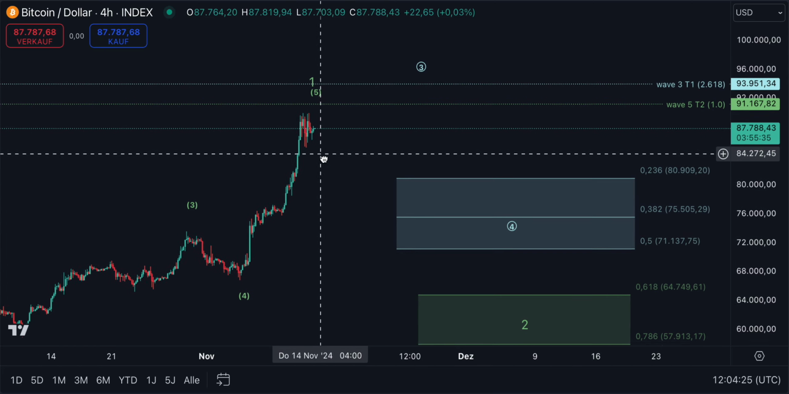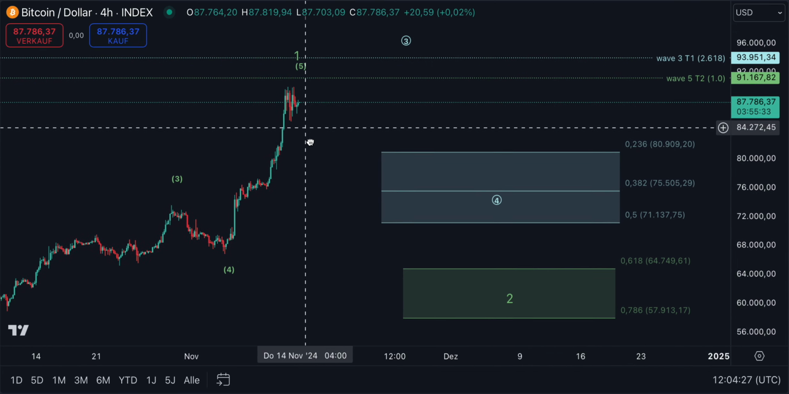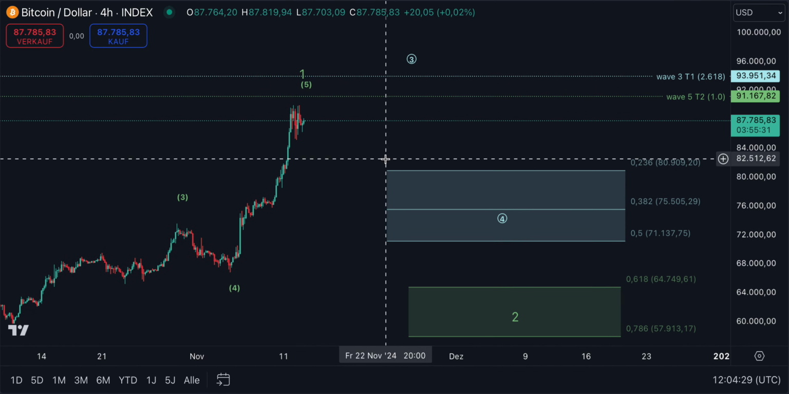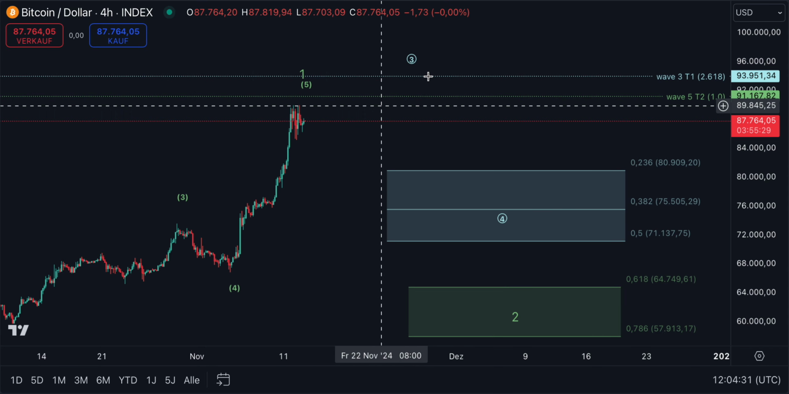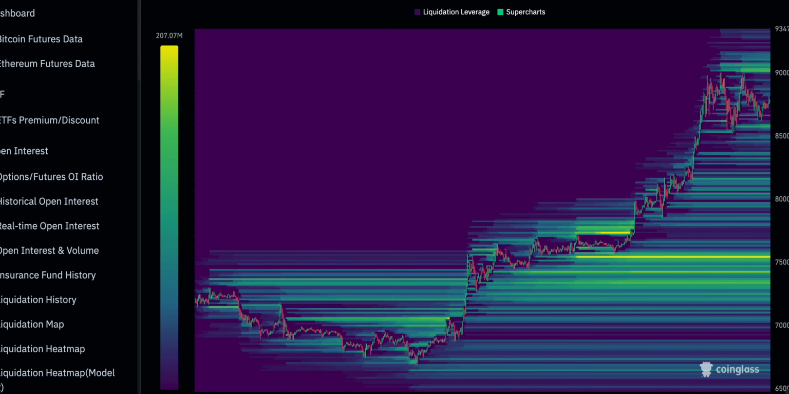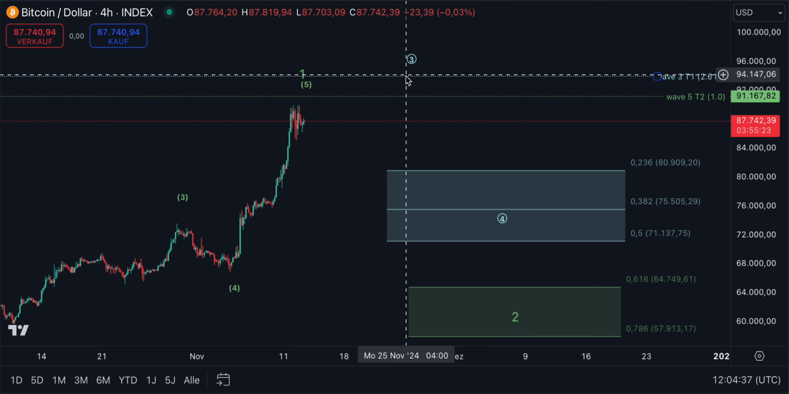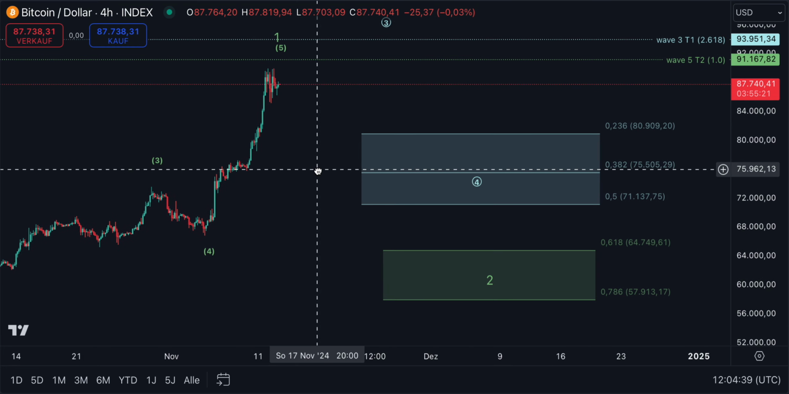But yeah, that's what we're thinking structurally. And those are the price targets for now, which we will see if we're going to collect those or not. And this is also what we think of the heat map. And yeah, I think that is actually enough said. We will just have to wait.